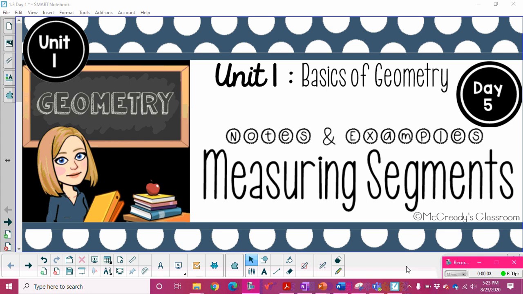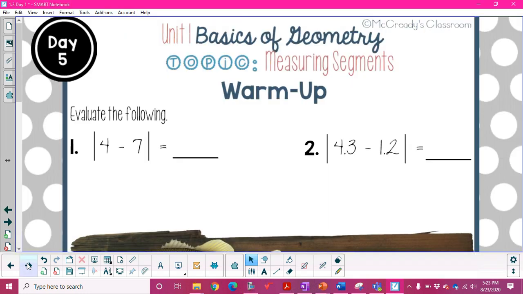Today we're going to be talking about measuring segments. And the first thing I want to talk about is the warm-up that you guys just worked. Looking at numbers 1 and 2, you had to find the absolute value of these expressions. Number 1, you had to find the absolute value of 4 minus 7. When we take the absolute value of something, we take the positive answer of it. So although 4 minus 7 is negative 3, the absolute value of negative 3 is just 3.